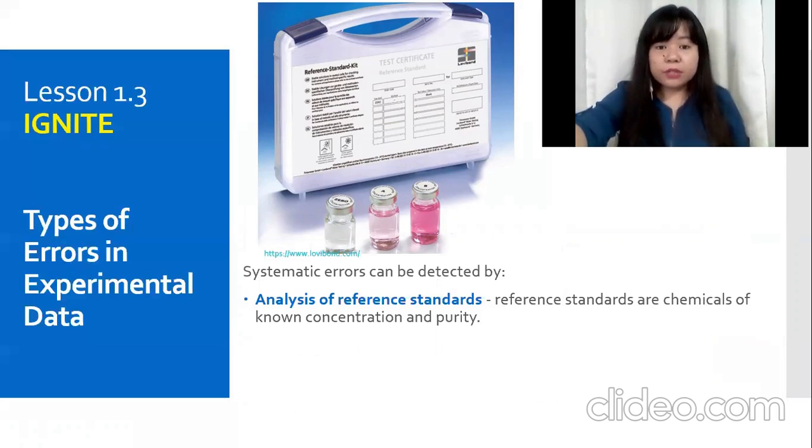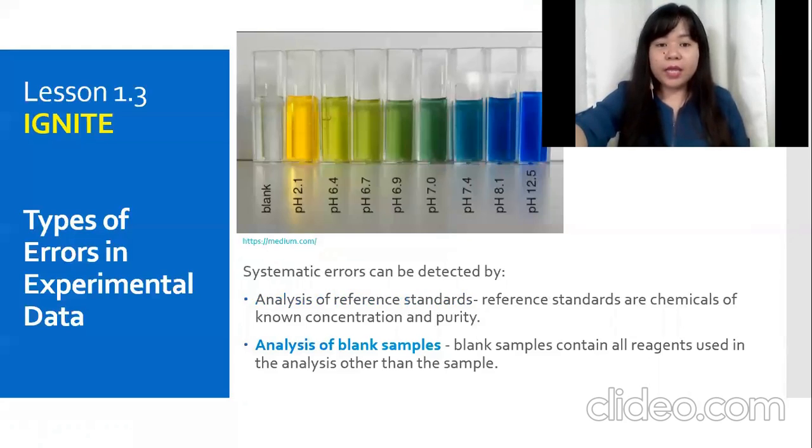Reference standards are chemicals of known concentration and purity. For example, pH buffer solutions. Those are standards which have a predetermined value, or a value that has been measured by a reputable chemical laboratory. Therefore, you can check whether you're getting the same value as they have.